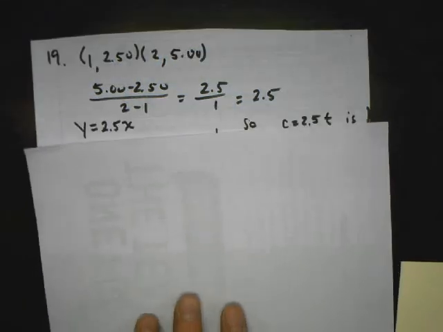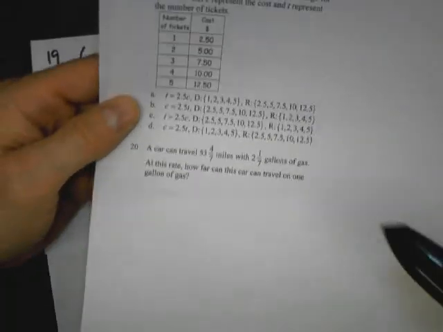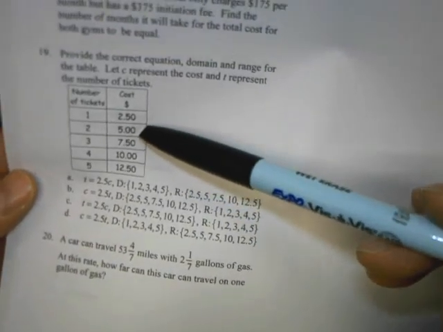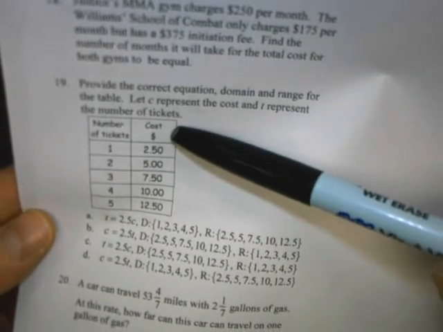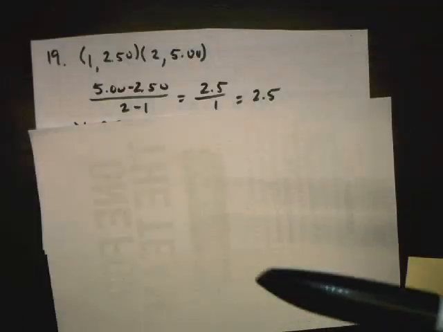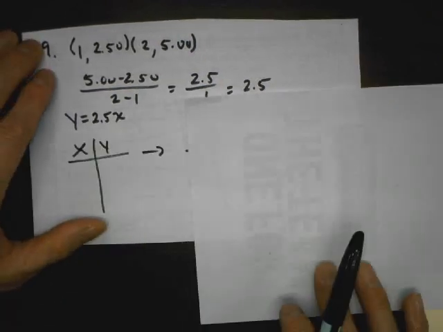Now, my starting point is, well, if I take a look at this, I can do it the long way, but if I look at this and I count backwards, it's going backwards 250 each time, right? So if I go backwards another 250 at 0, or for no tickets, the cost would be 0. In other words, that's proportional. My equation is 2.5x. So y equals 2.5x.